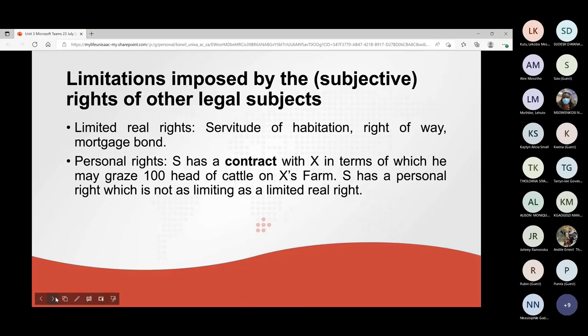An example of a personal right is where S has a contract with X in terms of which he may graze 100 head of cattle on X's farm. S does not have a servitude but has a personal right, but this personal right is not as limiting as a limited real right, because S will only be able to enforce the right against X and not against X's successors in title, whereas in the case of a servitude, S would be entitled to enforce the right against X and X's owner, the successors in title of X.